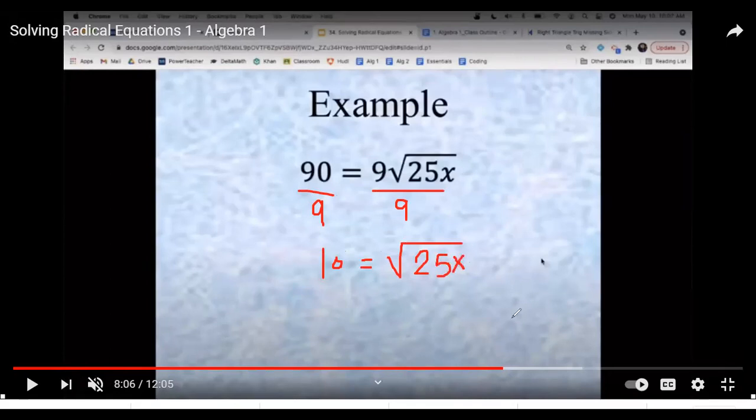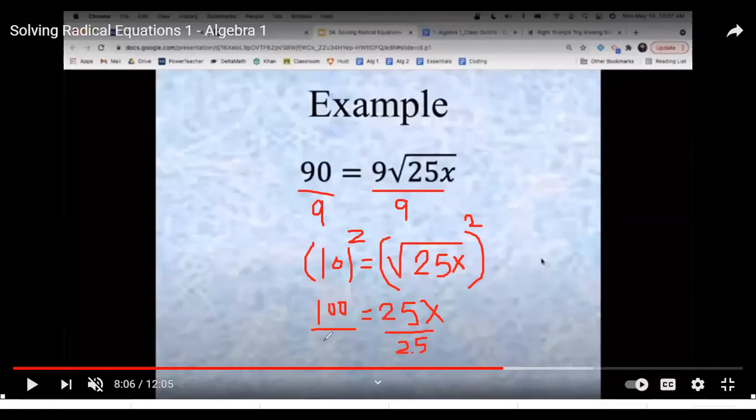Now what do we have to do? Power of 2 on both sides. So we will make power of 2 on both sides. Then on the right side, the power of 2 cancels the square root. So we have 100 equal 25x. So what is the value of x? What do we have to do? Divide by 25 on both sides. So the value of x equals 4.